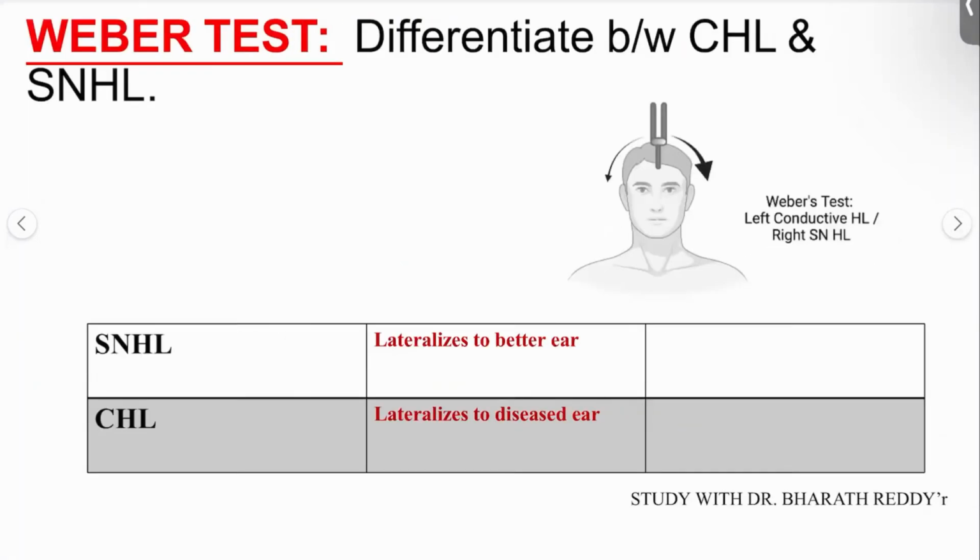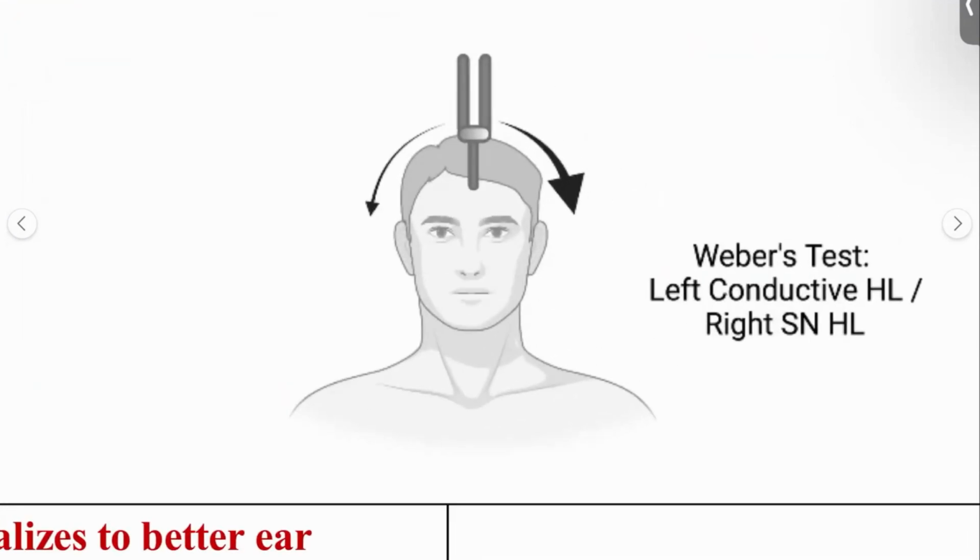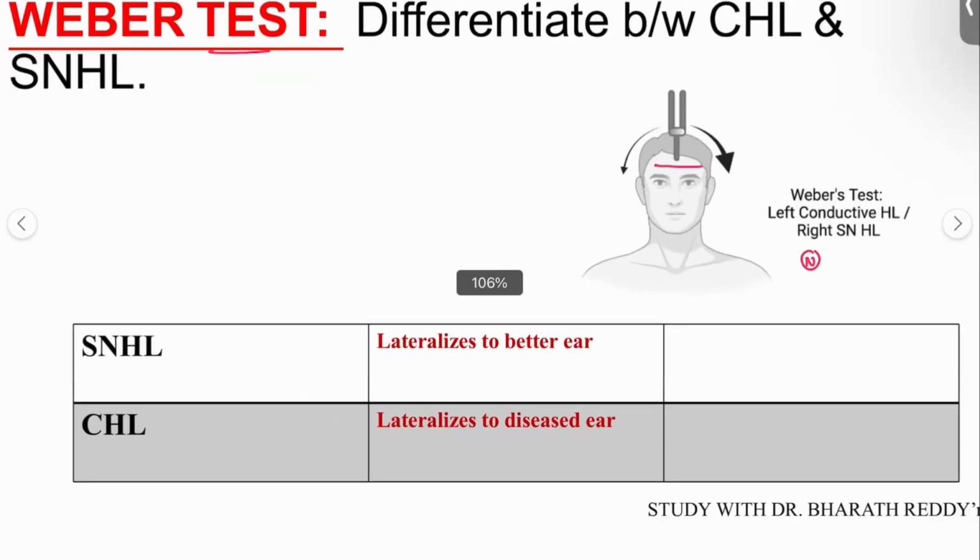Next, moving on to the Weber's test. In the Weber's test, we are always going to check whether the patient is able to localize or differentiate his vibration to the better ear or the defective ear. So how are we going to start the examination? Vibrate the tuning fork and place it on the forehead of the patient. If he is able to appreciate the vibration on both sides, that means the patient has normal hearing sensation.